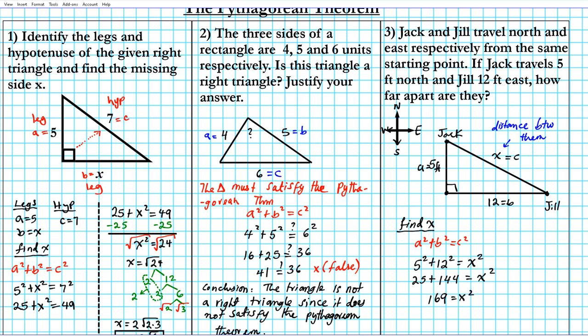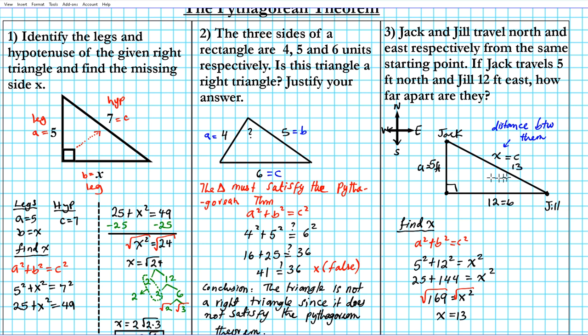To get x by itself, we're going to do the inverse of this power of 2 operation, which is the square root. So you square root both sides of your equation, and you get 13. Okay, so the square root of 169 is 13. All right, so this side is 13.